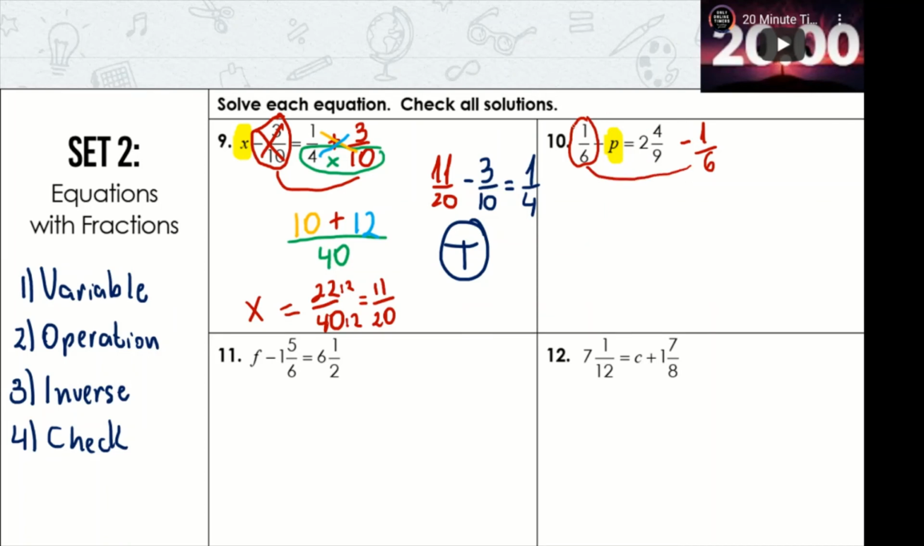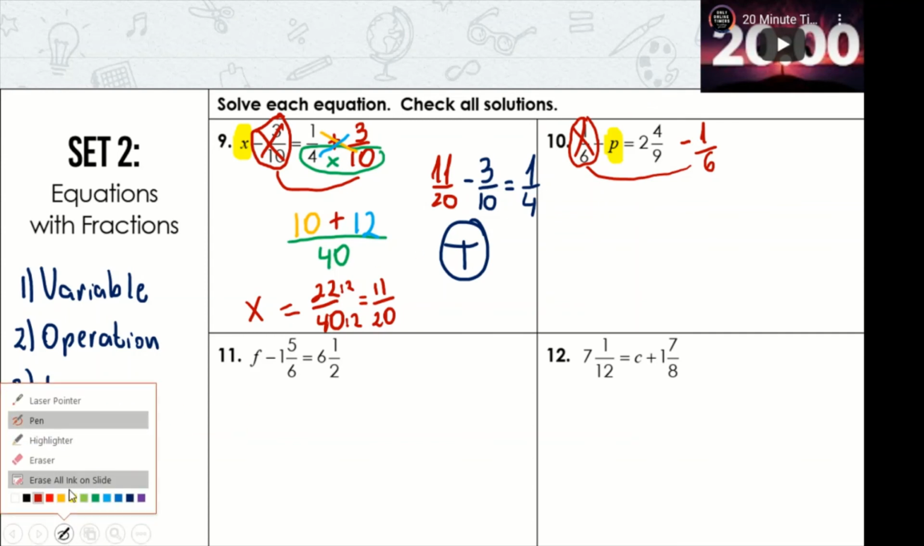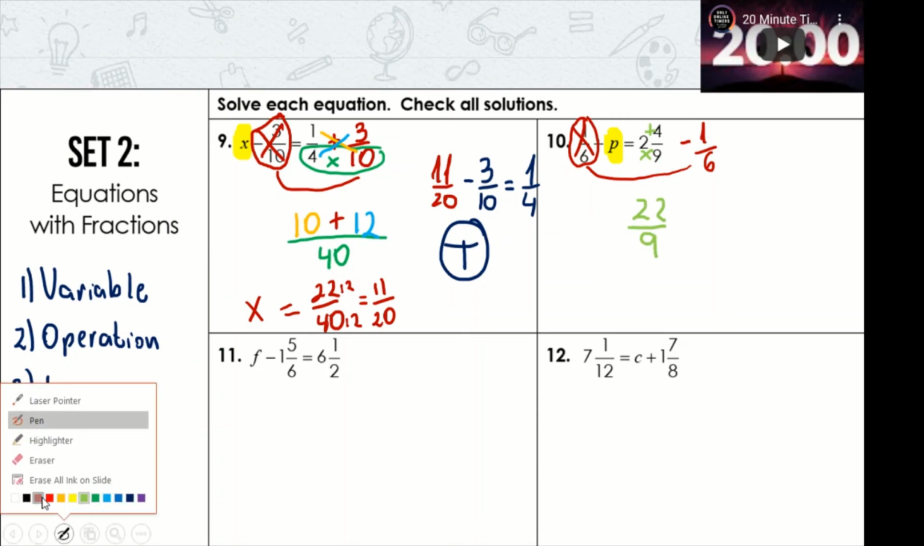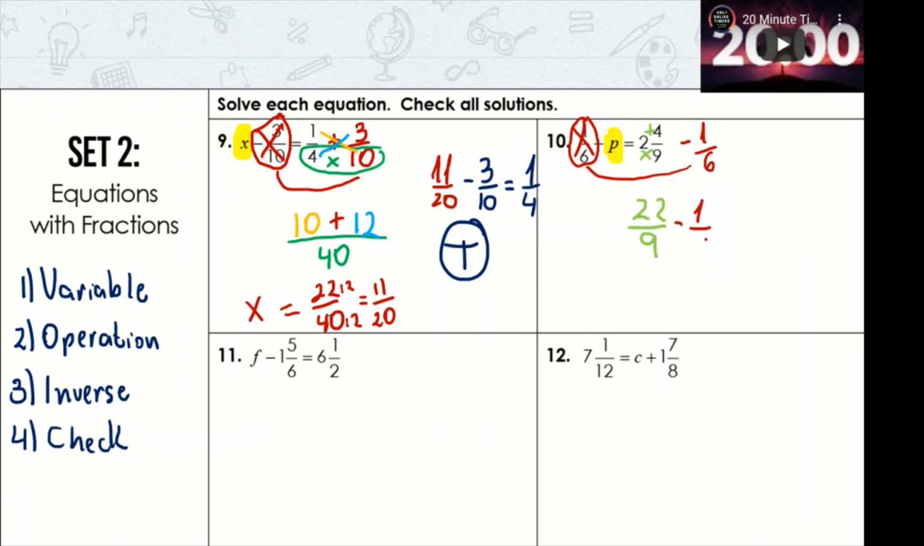But mister, I have a mixed number over here. Guys, how can I convert a mixed number to an improper fraction? I taught you. You multiply the denominator and add the numerator, and you keep the same denominator. 2 times 9, 18. 18 plus 4, 22. 22 over 9 minus 1/6.